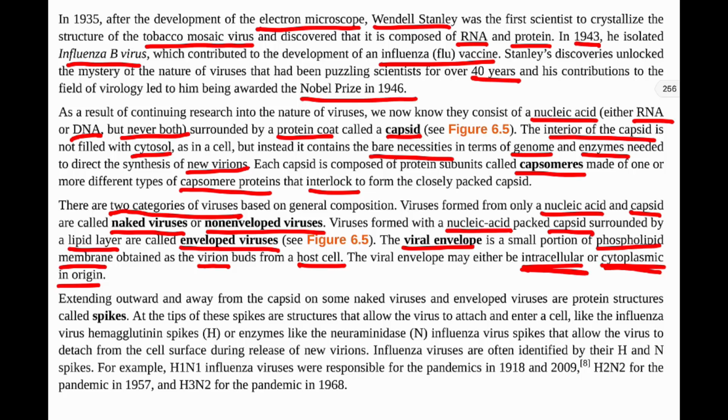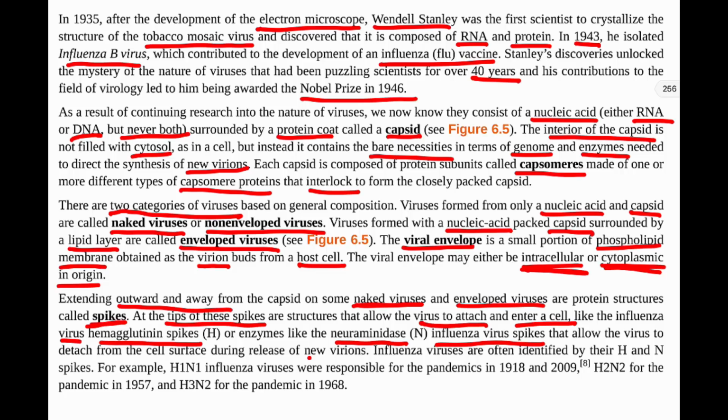Also, what we see are some spikes on viruses, extending outward and away from the capsid. On some naked viruses and enveloped viruses are protein structures called spikes. So we can also see spikes on the outside of some of those viruses. At the tips of the spikes are structures that allow that virus to attach and enter a cell, like the influenza virus hemagglutinin spikes, and the neuraminidase influenza virus spikes that allow them to detach from the cell surface and then release new virions.